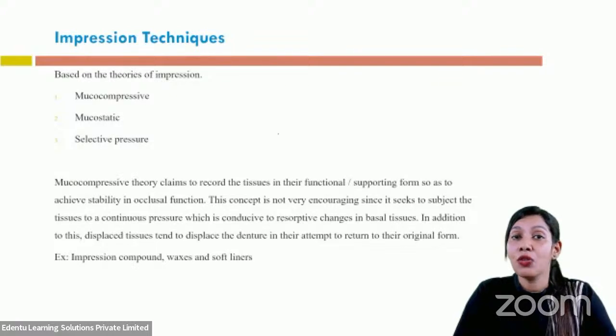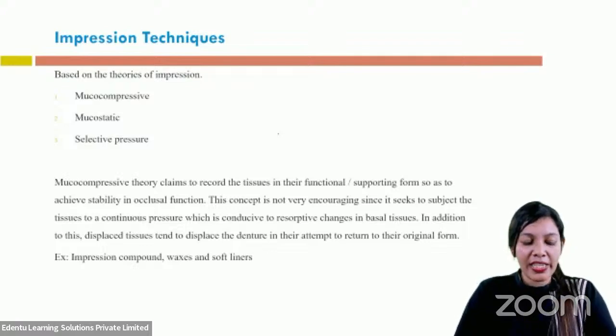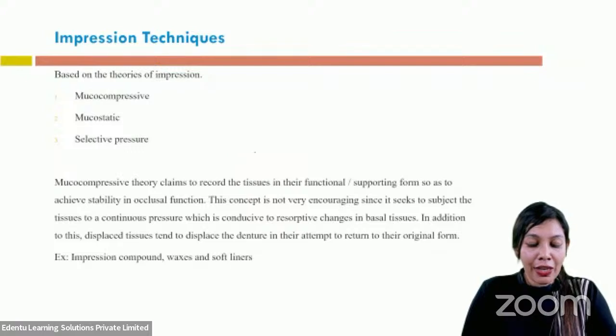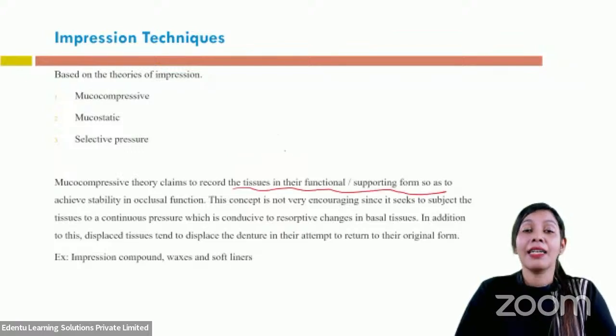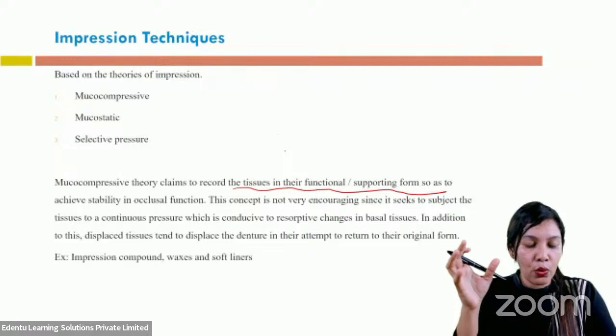Impression techniques are of two types: mucostatic and mucocompressive, and another is selective pressure. But the question mainly asked is from mucostatic and mucocompressive. Mucocompressive means it claims to record the tissues in their functional and supporting form. That is, when the occlusal functions are taking place, it will actually compress and replicate all the structures. That is called mucocompressive.